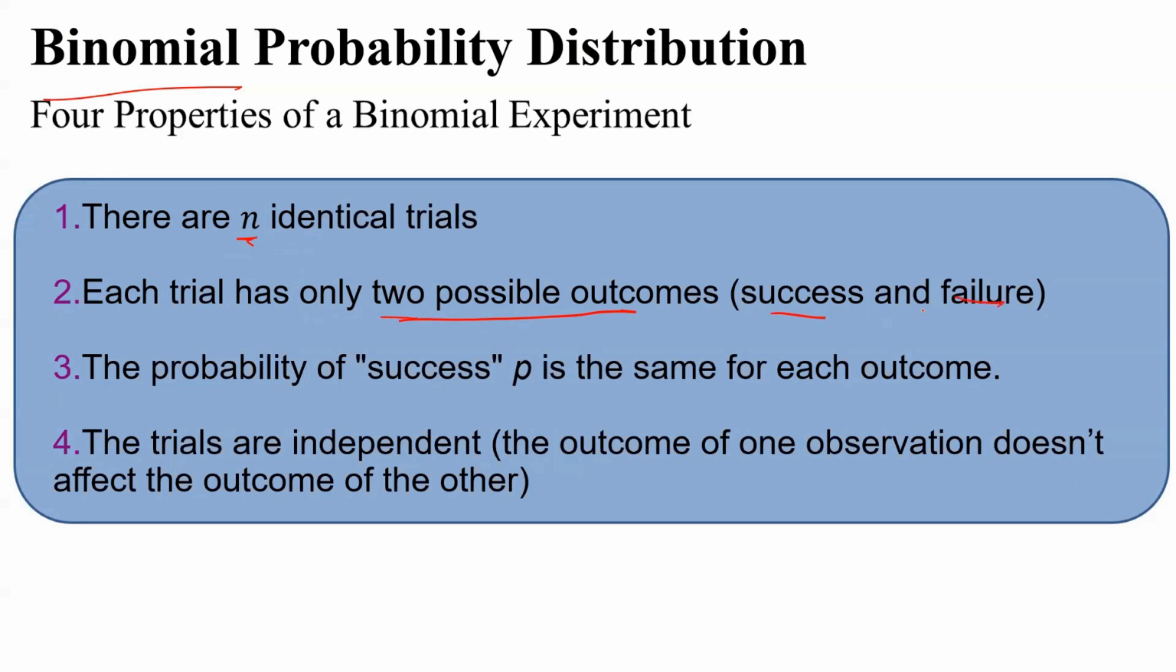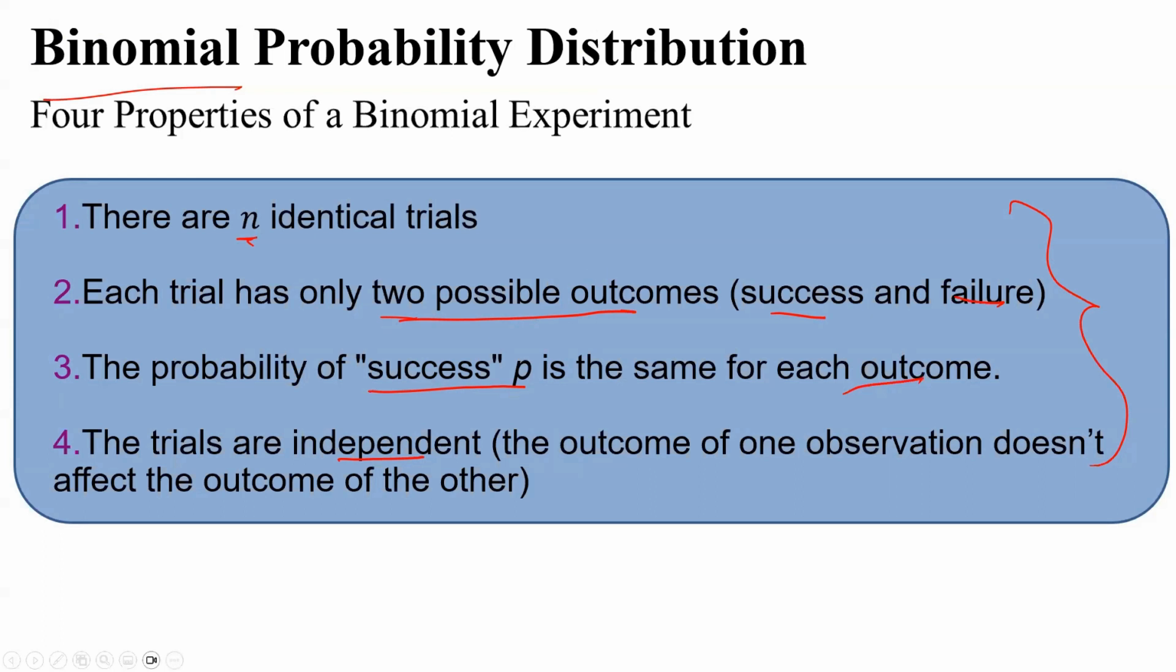One is success, another is failure. The success is usually indicated as p, and it is the same for each outcome, which means it's constant. The probability of success is always the same for each trial. And the last one, the trials are independent, which means that one observation doesn't affect the outcome of the other. So these are the properties of the binomial experiment. You just need to understand the four binomial distribution conditions.